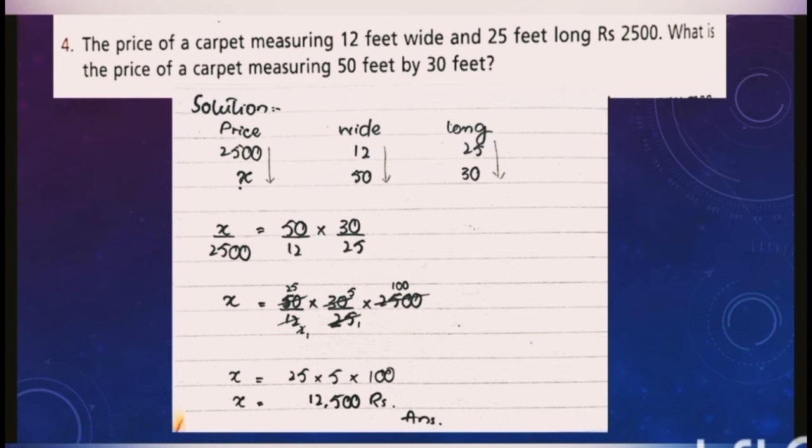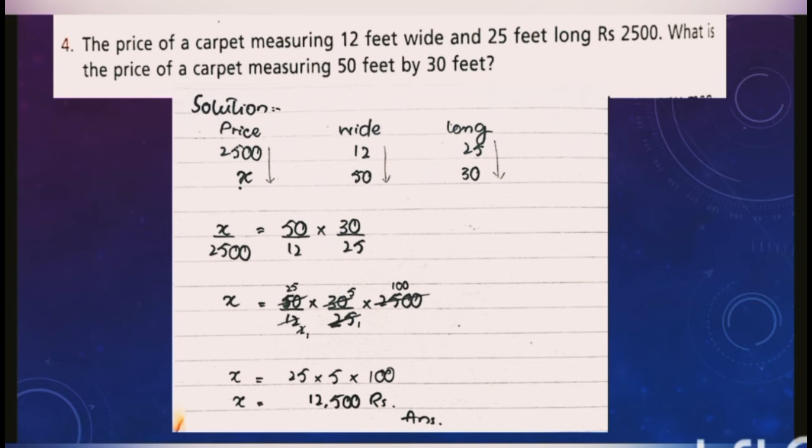Now what we need to do is, the value with which the arrowhead is coming, you have to make that your numerator. Make that your numerator. And so that's why I wrote x upon 2500 equals 50 upon 12 multiplied by 30 upon 25. Do remember to always make that value or that number your numerator where your arrowhead is.